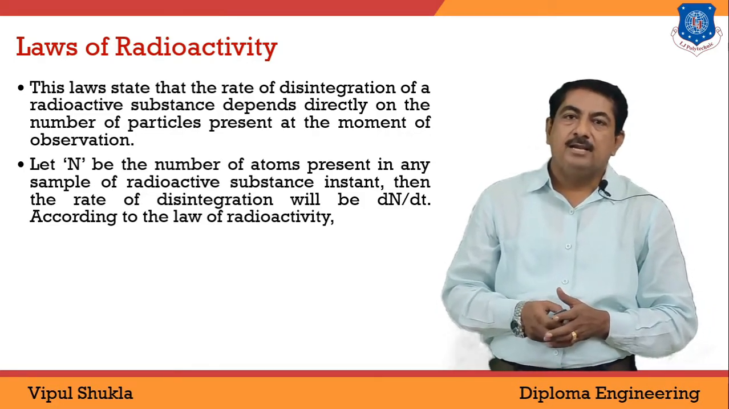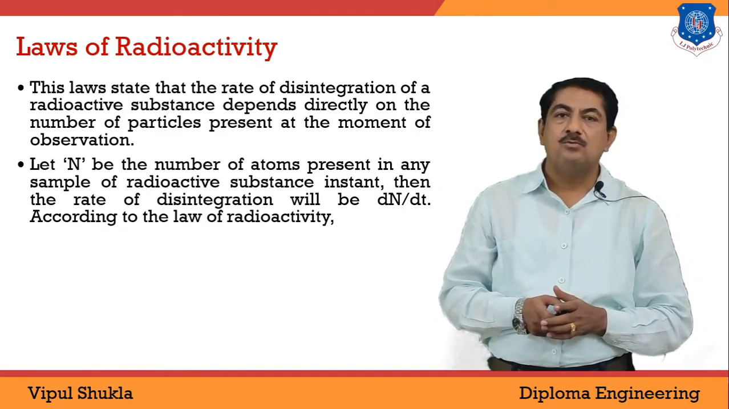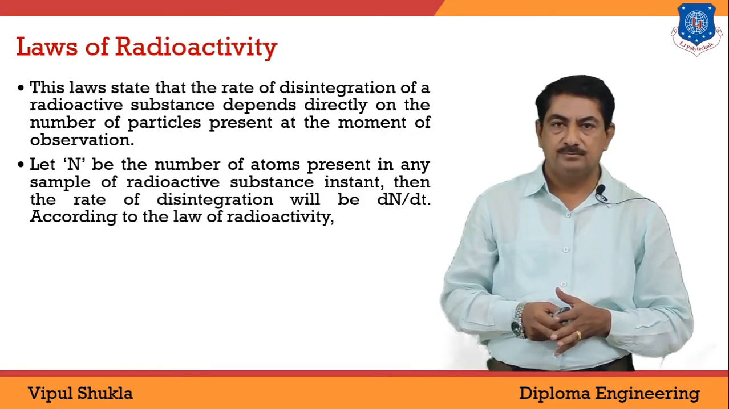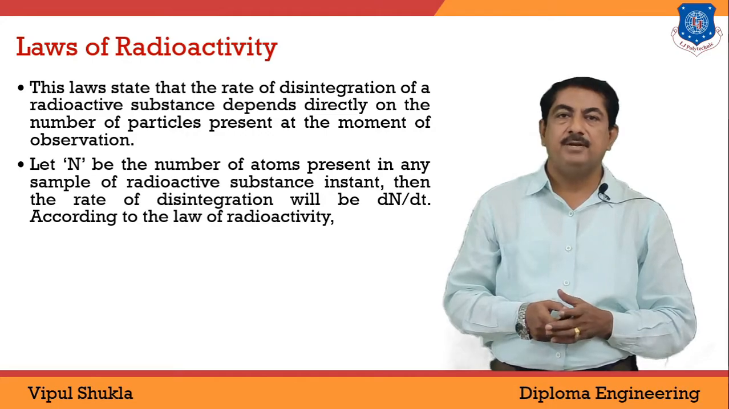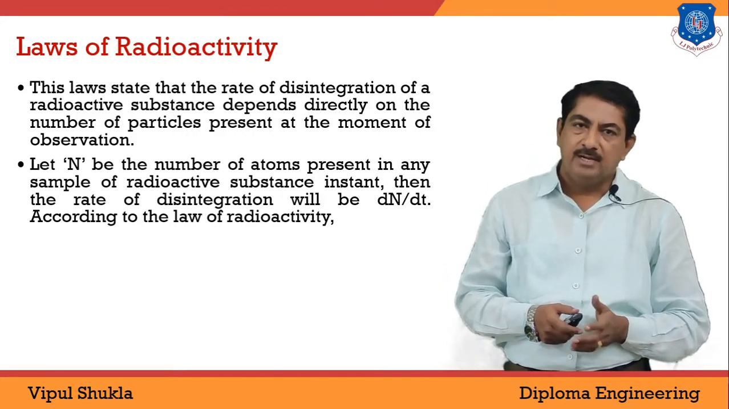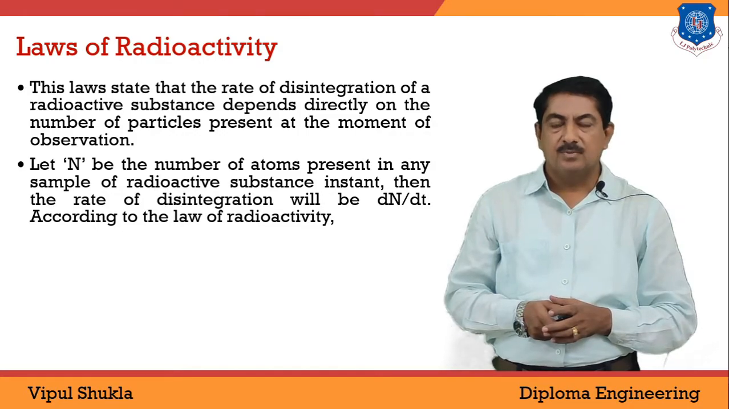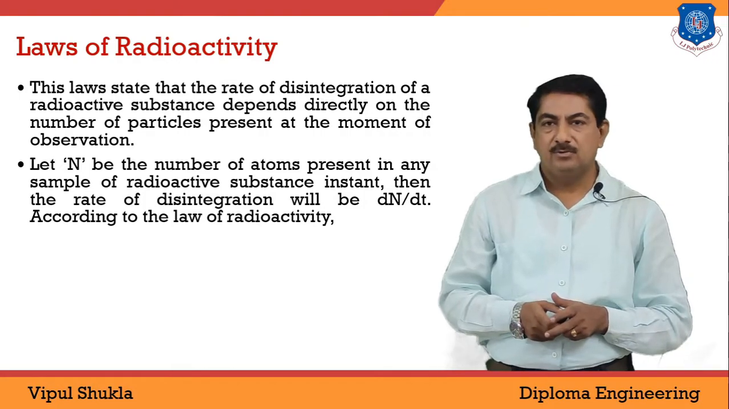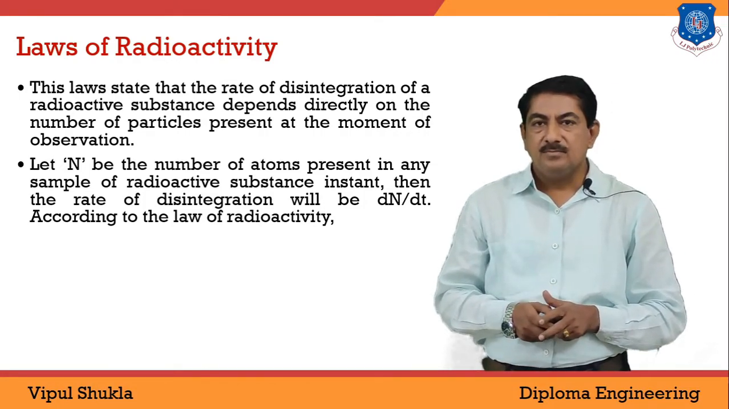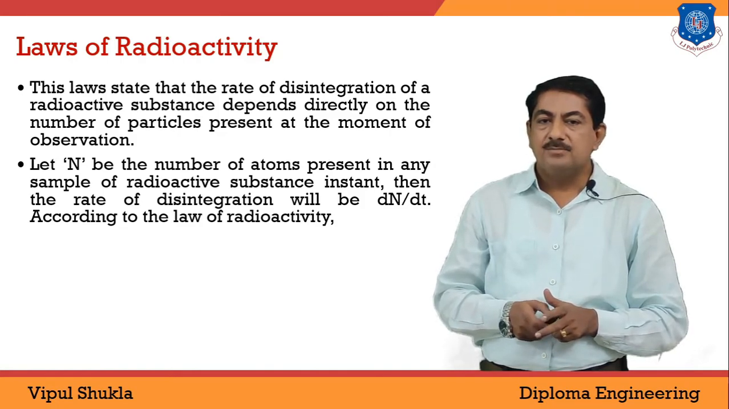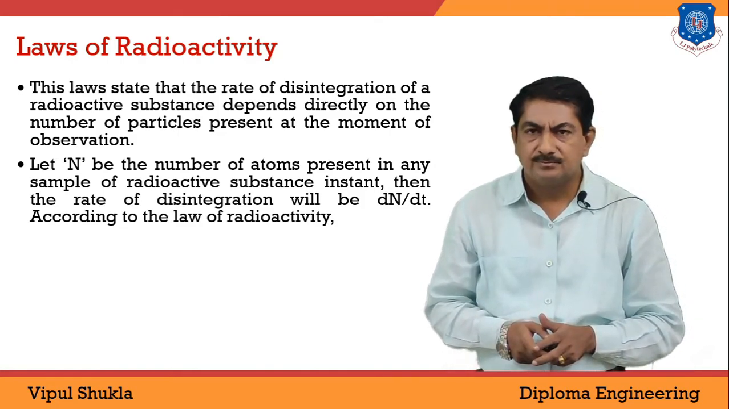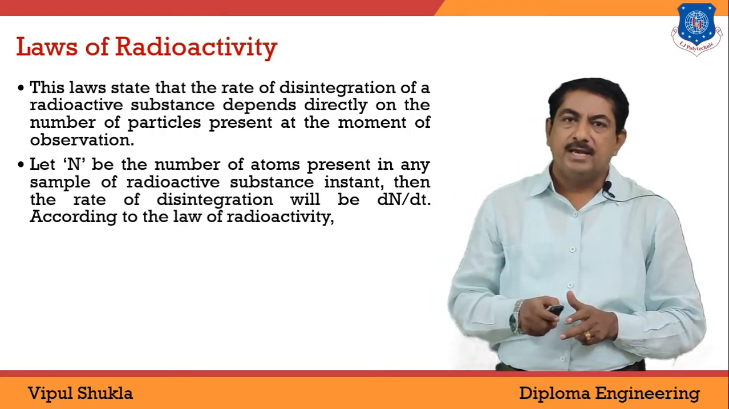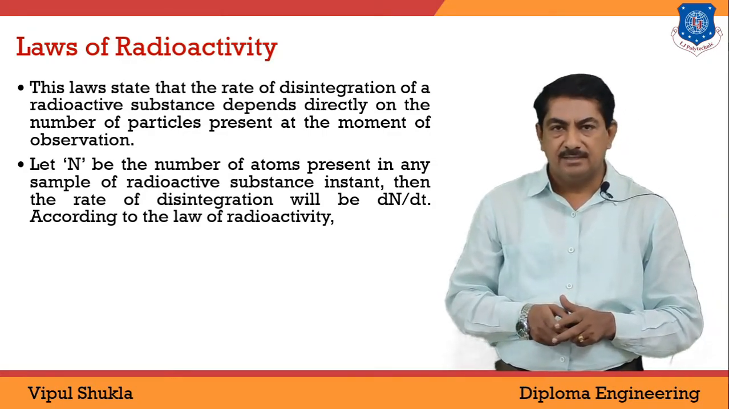Now for the radioactive element, let us think about any heavy nuclei whose atomic number is more than 82. For example, uranium 92, a heavy element, is spontaneously emitting alpha particles or beta particles, or we can say electrons. The number of nuclei originally present is the parent nuclei. Let capital N be the number of atoms present in any sample of radioactive element.